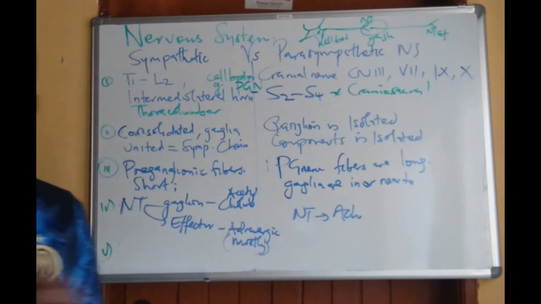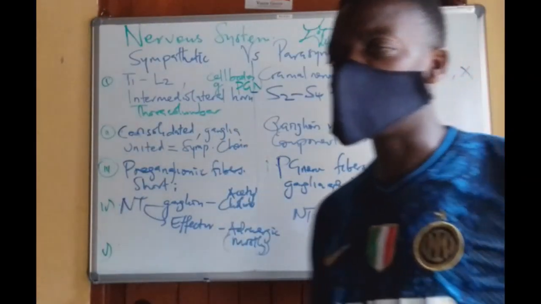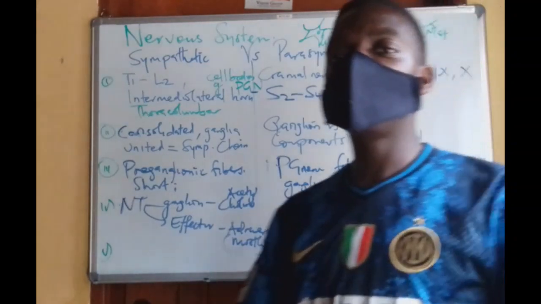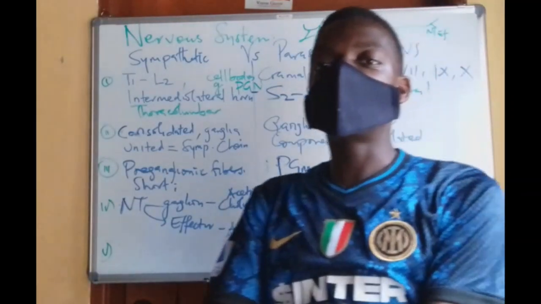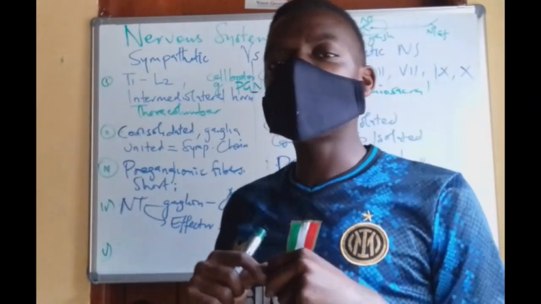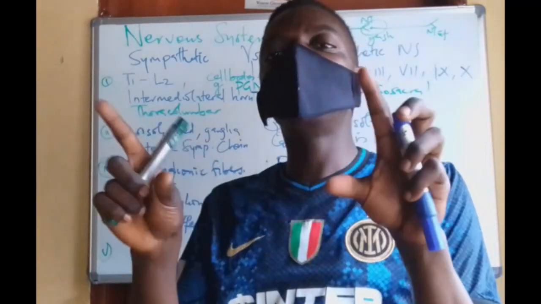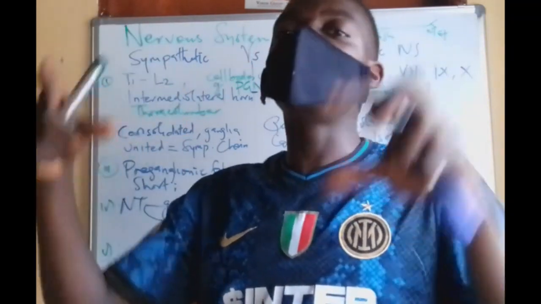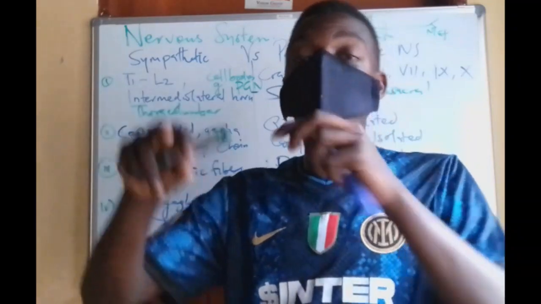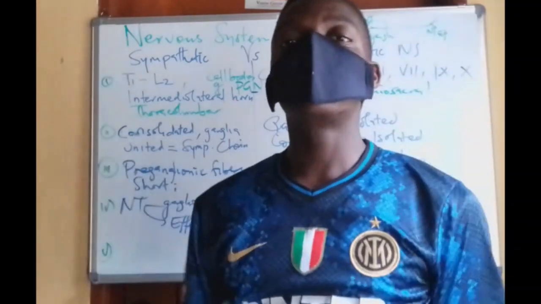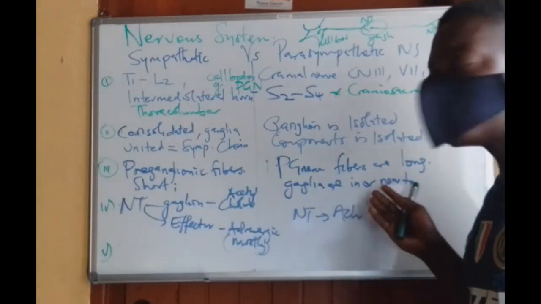The effect for the sympathetic nervous system: you can see we said they diverge, they show divergence. A single preganglionic neuron can diverge and synapse in many ganglia, so it can cause a massive, diverse effect. So the effect is widespread for sympathetic. For the parasympathetic nervous system, the effect will be discrete.